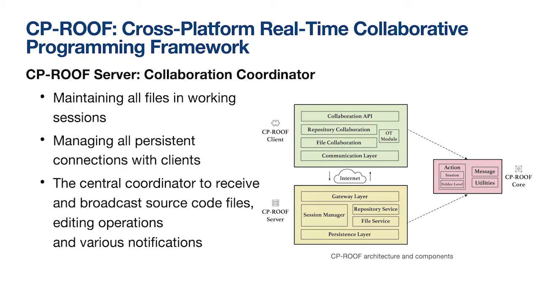As for CP-Roof Server, it is responsible for maintaining all files in working sessions and managing all persistent connections with clients. In real-time collaborative programming, collaborators will receive editing operations from others instantly. CP-Roof Server is a central coordinator to receive and broadcast source code files, editing operations, and various notifications. This central document server works not only for notification but also for consistency maintenance. CP-Roof Server serializes editing operations and allocates a total order, which helps ensure correct transformation and execution ordering.